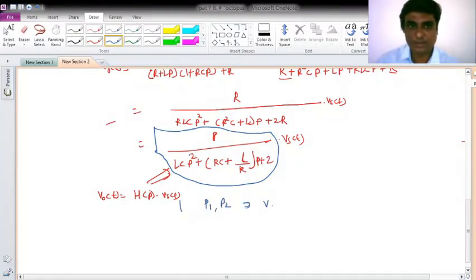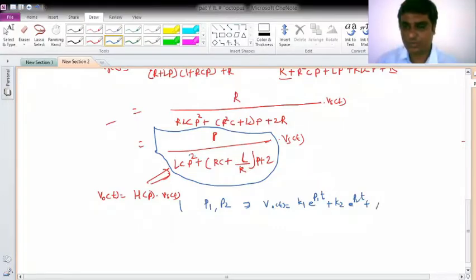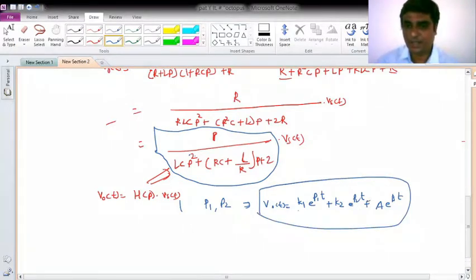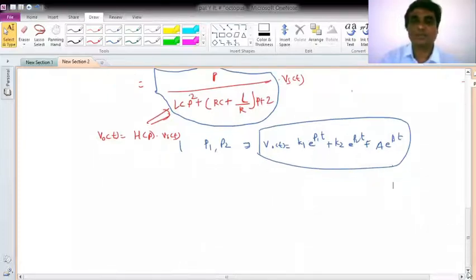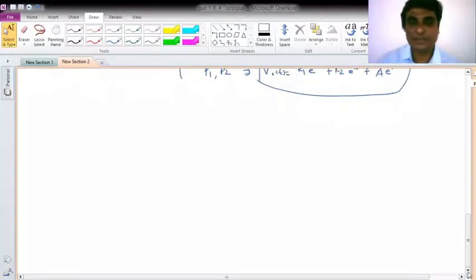That is, let's see, I have the two roots P1 and P2, so I can write V0 of t is equal to K1 e raised to P1t plus K2 e raised to P2t plus the forcing function A into e raised to bt. And now my aim is to obtain A, K1 and K2, and we know how we can do it, right? So this way also you can solve complicated circuits by treating L and C as a resistor, with the replacement of the impedance or admittance operator, right?